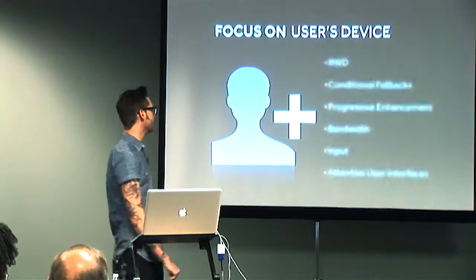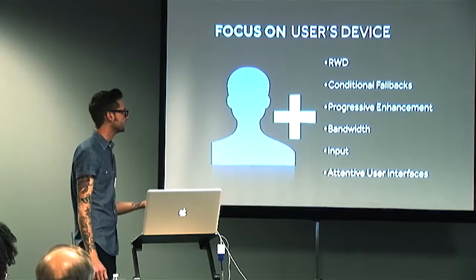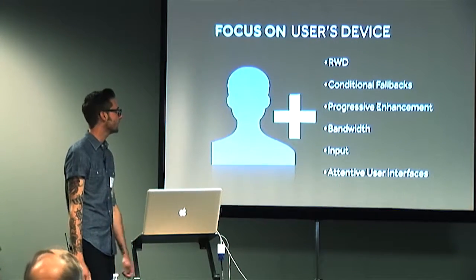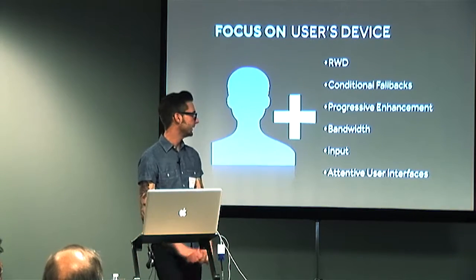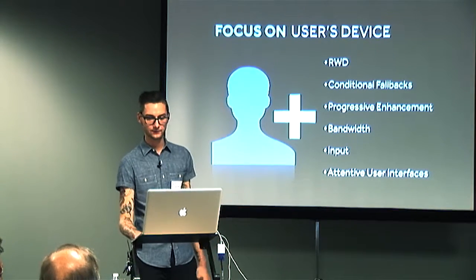So there's a handful that I've also selected here. There's 6 additional pieces: RWD, conditional fallbacks, progressive enhancements, bandwidth, input, and attentive user interfaces.